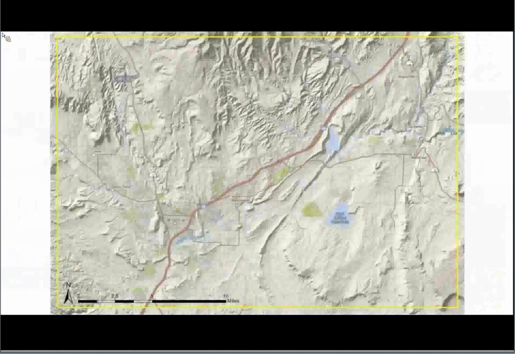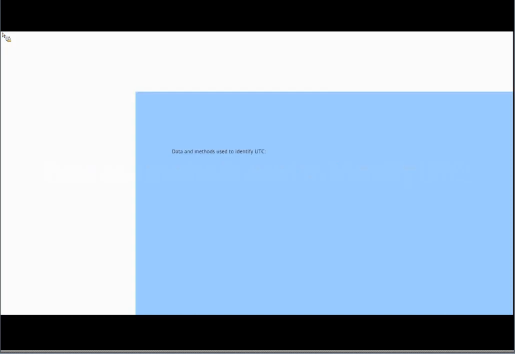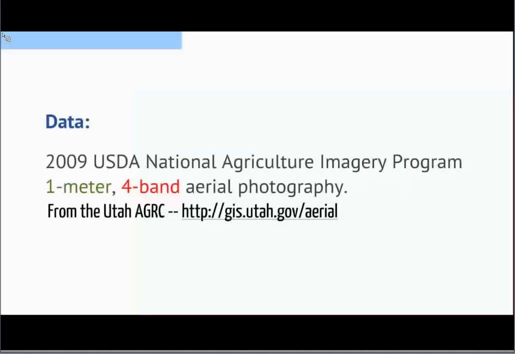Let's get through those briefly. All right, so what were the data and the methods that we used to map out the urban tree canopy cover in these areas? Now, I'm going to spend less time on this, but if you have further questions, I'd be happy to answer them via email or later on, but we'll cover some of the basics.